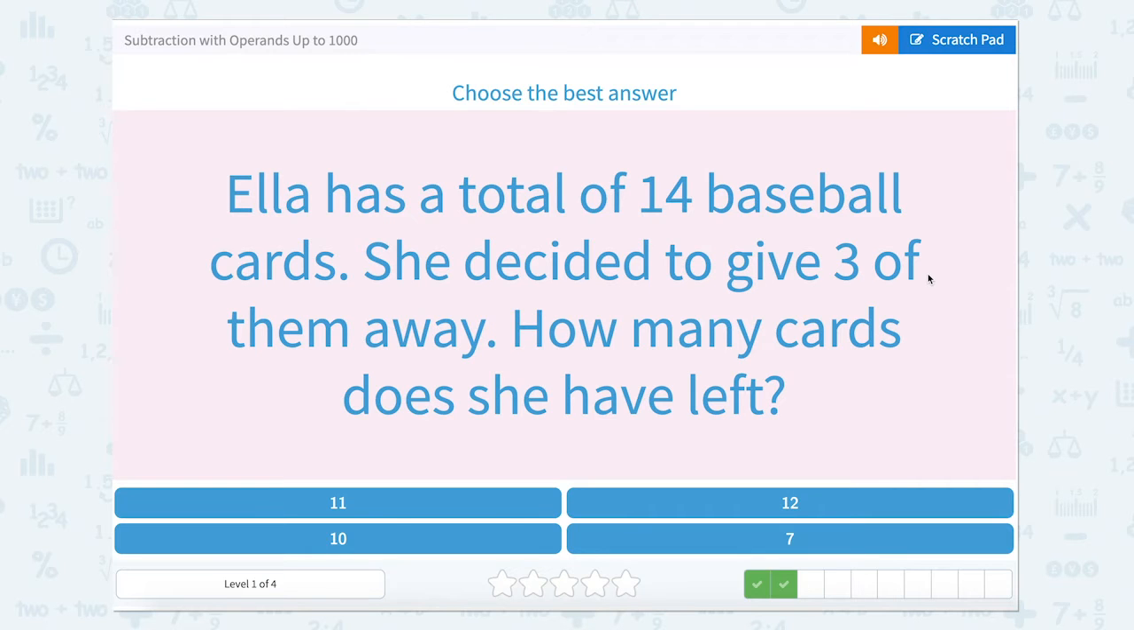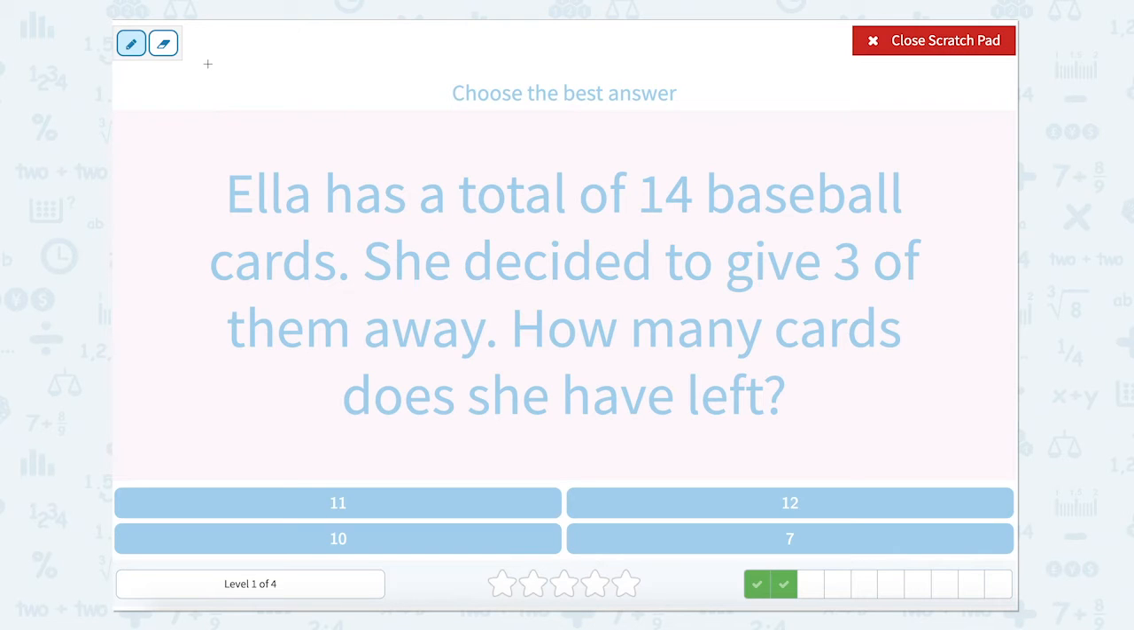Ella has a total of 14 baseball cards. She decides to give 3 of them away. How many cards does she have left? So we can try a tape diagram again and think here that there are 14 total cards, right? And she gives away 3. So this 3 right here represents the 3 that she gave away. And then she has this much left. So we can think of it as 14 minus 3 equals blank, because she had 14, she gave away 3. So now, well, Ella has 11 cards left.